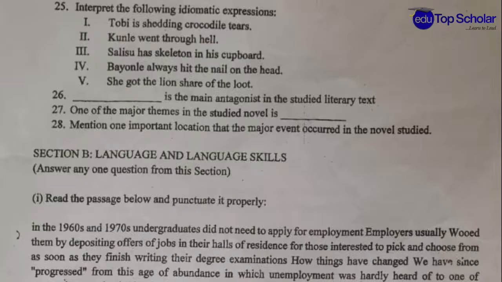But the other themes you can refer to in that novel, we have theme of parental love. Then we have theme of domestic violence. So somebody is still mentioning Bayonle. Akanji is the antagonist. Akanji is the antagonist.